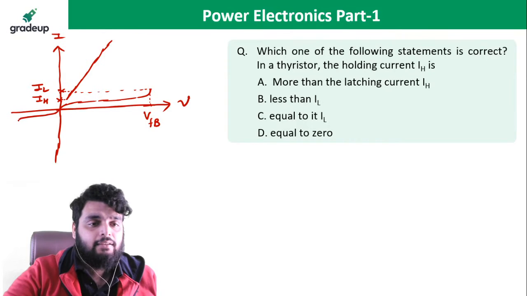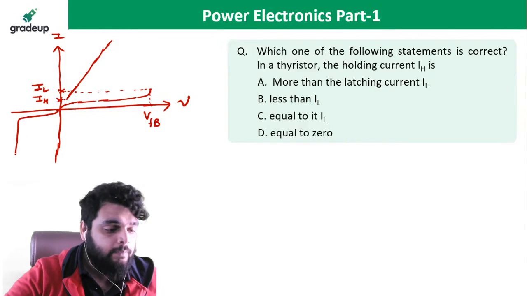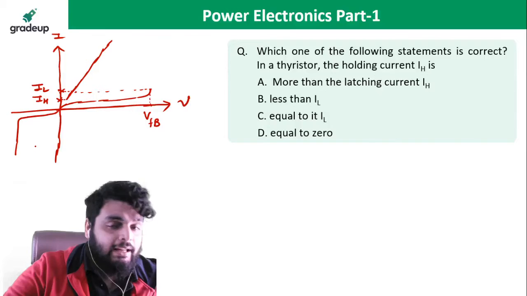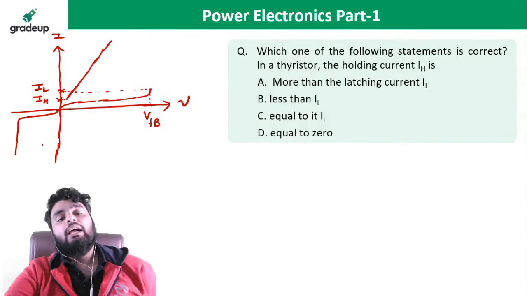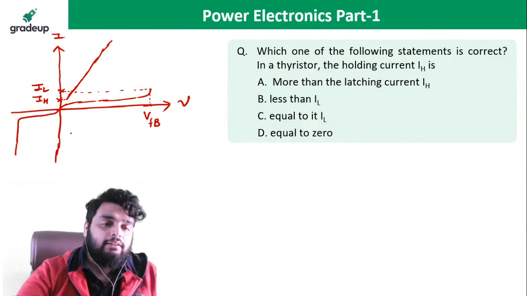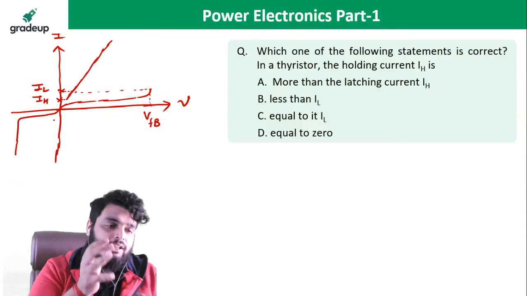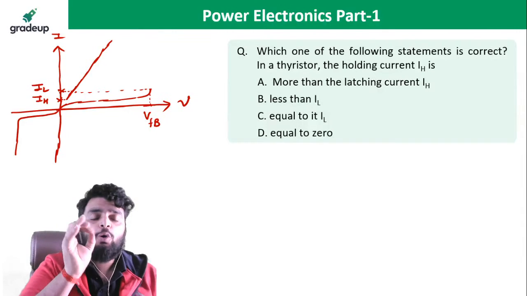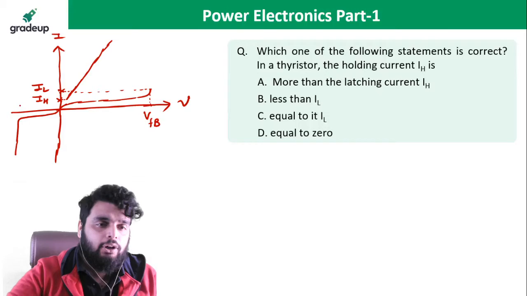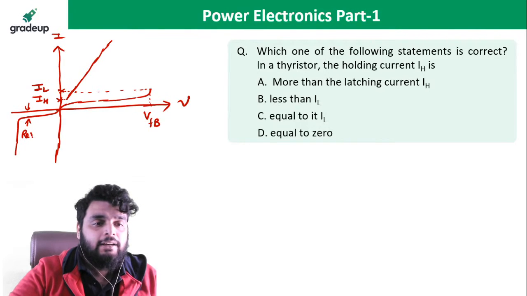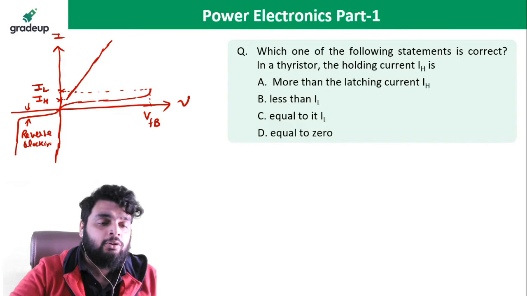So guys, this is the IV characteristic of a thyristor. What are the different regions in this IV characteristic that you should know very carefully? First of all, this is the reverse blocking mode. Reverse blocking mode means when your thyristor is reverse biased.